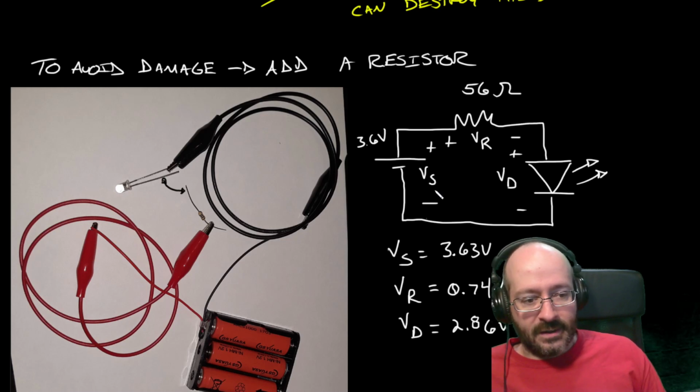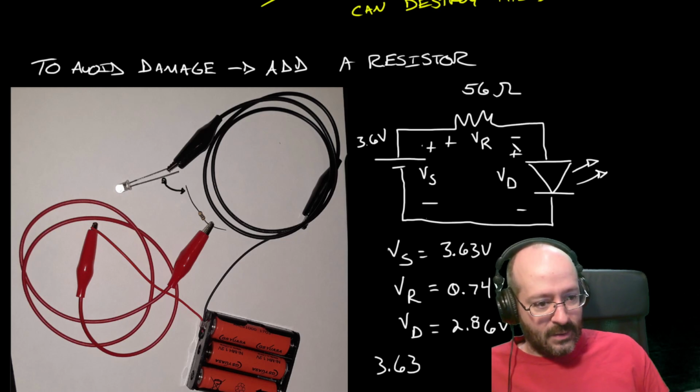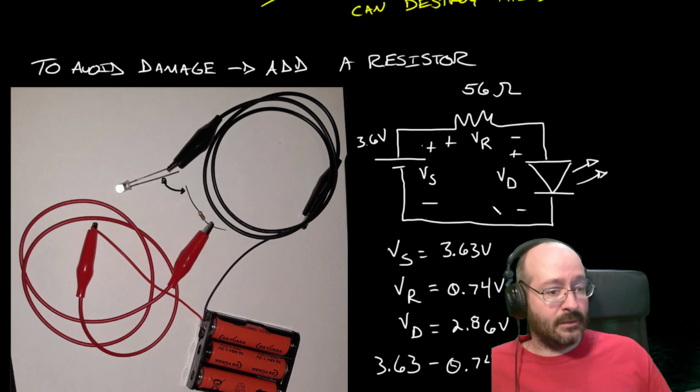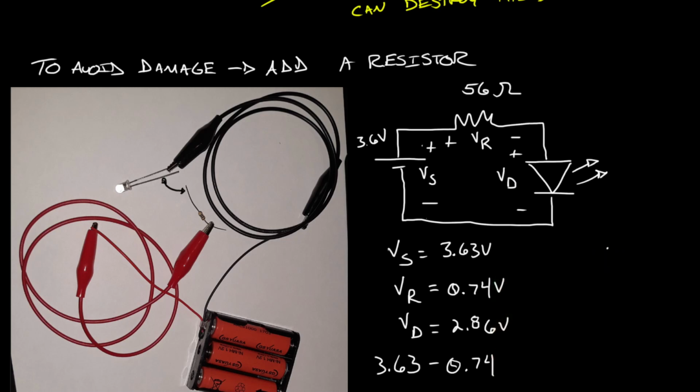KVL yesterday. If I go from here to here, I'm going up. From here to here, I'm going down. And from here to here, I'm going down. So if we go up across VS, 3.63, and now I go down across VR, minus 0.74, and I go down across the diode, 2.86. That should be 0. Now there can be some measurement error.